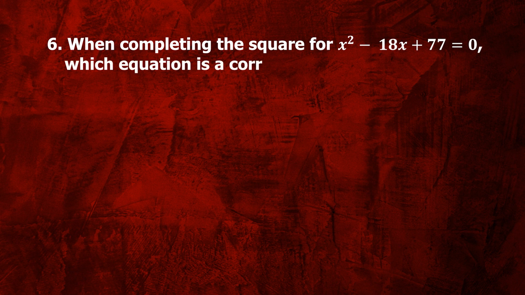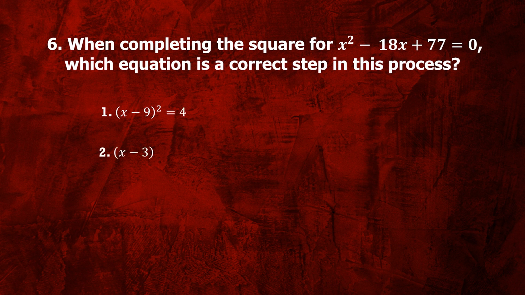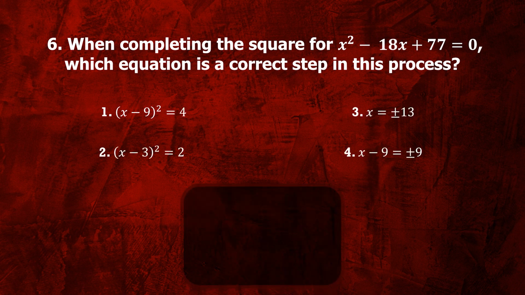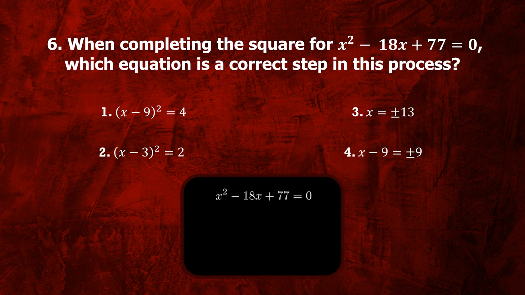Question 6. When completing the square for x squared minus 18x plus 77 equals 0, which equation is a correct step in this process? The first step is to move the constant term to the right side of the equation, so we get x squared minus 18x equals -77. The next step is to find the value that we need to add to both sides of the equation to make the left side a perfect square trinomial.